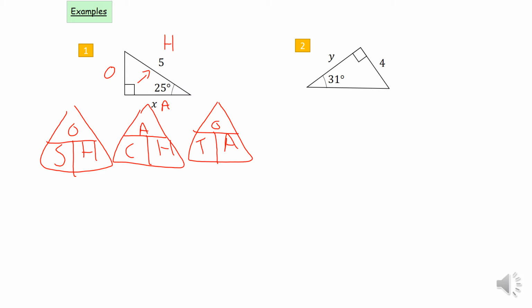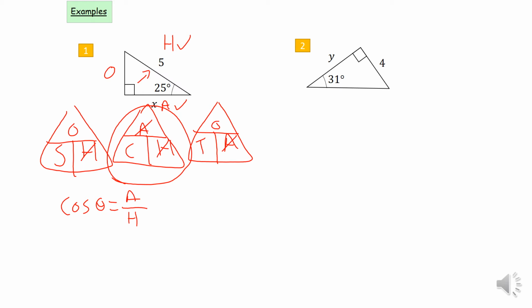So we are working out the adjacent and we've been given the hypotenuse. So anywhere I see H and A, I will just cross it off. And as you can see, I've crossed off both A and H in this triangle, so we will be using the cos function. So let's write out the ratio. So cos theta equals adjacent over hypotenuse.